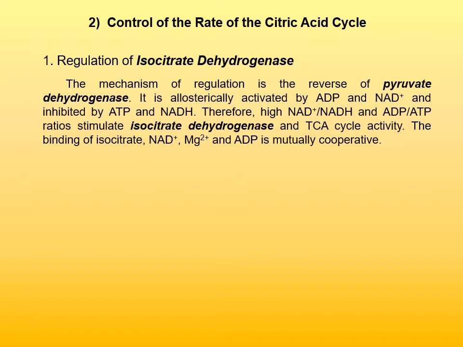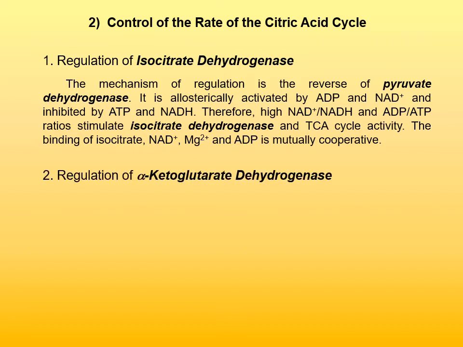Binding of isocitrate, NAD, magnesium ions, and ADP is mutually cooperative. Inhibition of isocitrate dehydrogenase leads to buildup of citrate, which is then transported into the cytoplasm, where it signals phosphofructokinase to stop glycolysis, and where it can serve as a source of acetyl coenzyme A for fatty acid synthesis.